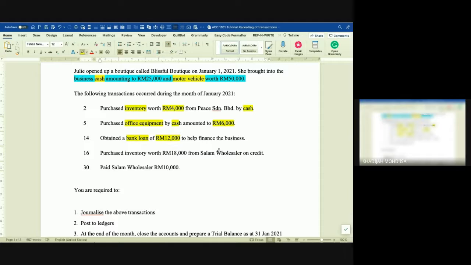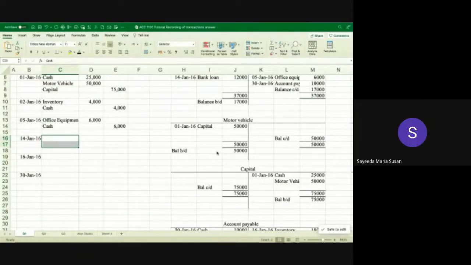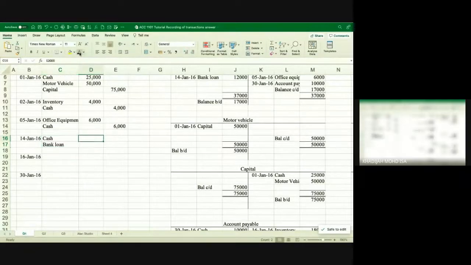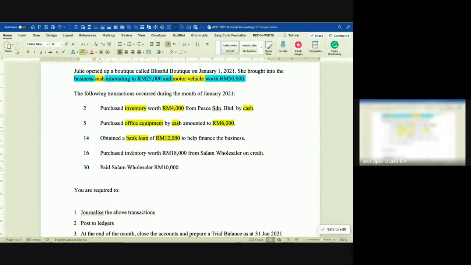So when you take a loan from the bank, what do you get in return? You have a liability in the form of a loan, but what you actually receive is the 12,000 in cash. You receive cash of 12,000 from the bank, and this is a liability. So you receive cash, debit. You debit your cash and credit your loan. Why is loan credited? Because it's a liability. Is that clear?